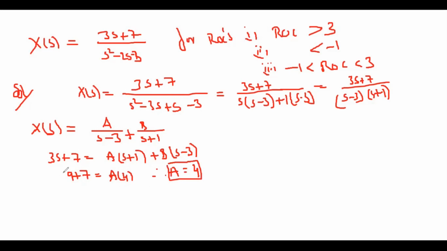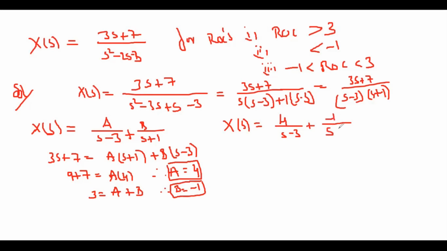Now you can equate the s coefficients, or you can substitute s is equal to minus 1. Now I'm equating the s coefficients: 3 is A plus B. A is 4, so B is equal to minus 1. Got it, my dear friends? Now X of s is equal to A, we got the 4 by (s minus 3), and plus B, which is minus 1 by (s plus 1). Okay.